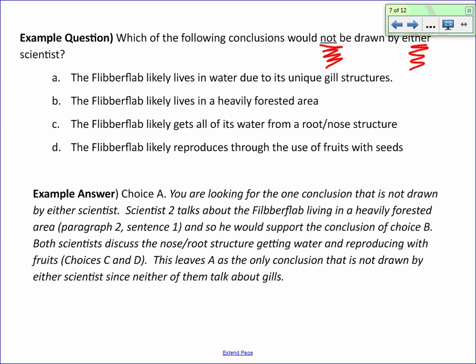All right, so what we're looking at in this case is something that neither scientist would say. All right, which is the only one of these things that neither scientist would say? A, yeah. All right, the gill thing. Nowhere in there do they talk about gills. So the heavily forested one, B, we just realized they said that. It gets all of its water from either roots or nodes. They would say that. The flipperflap reproduces with fruits. They both agree with that. Which means the only one that we can make sure neither of them would say is gills, because none of them talk about gills. And it lives in the forest, one of them says. So why would it ever be swimming underwater? All right, and then the explanation.